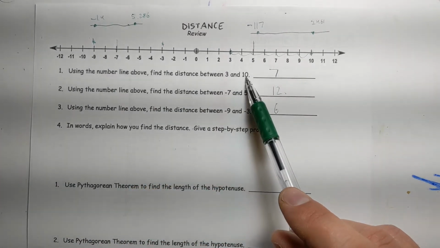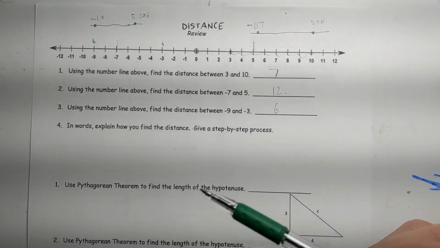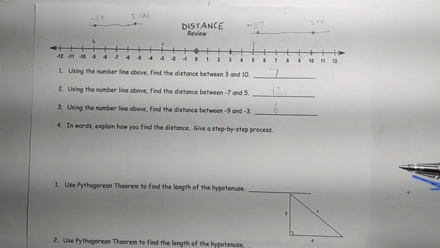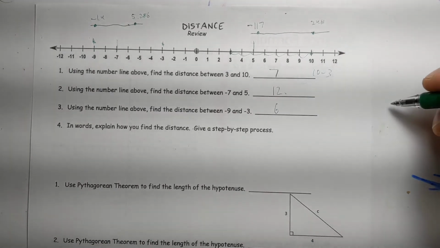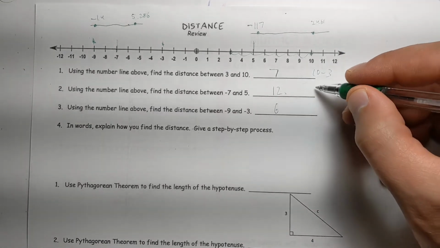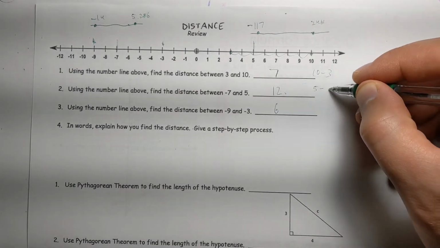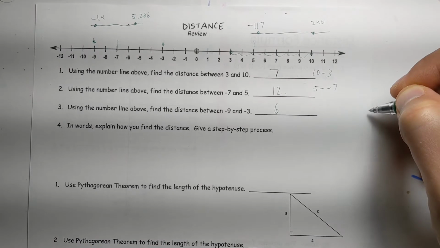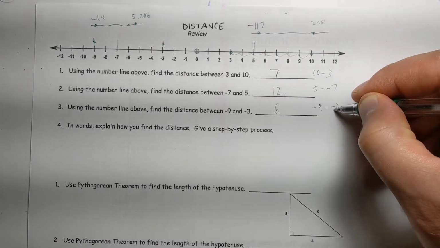Well, if you look at this, some of you are probably recognizing, well, 3 and 10, how do I get 7 from that? I can get it by subtracting. So I can go 10 minus 3. Down here, I could do 5 minus -7. I could do -9 minus -3.